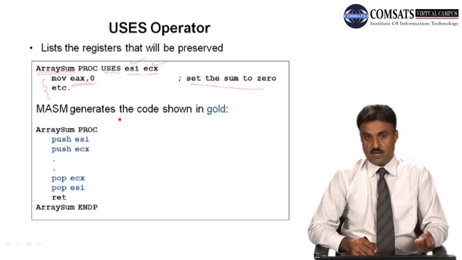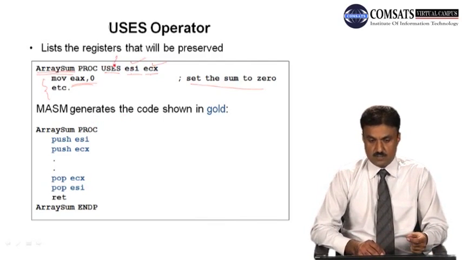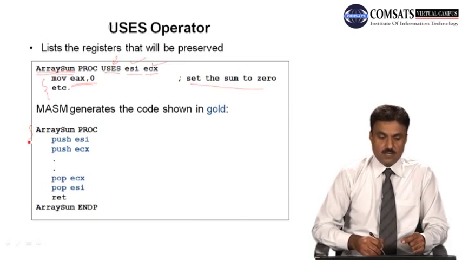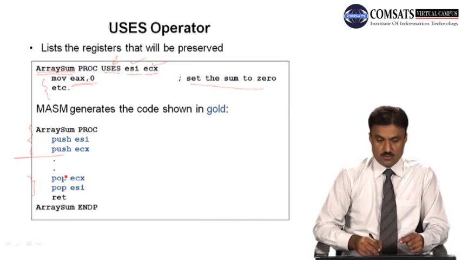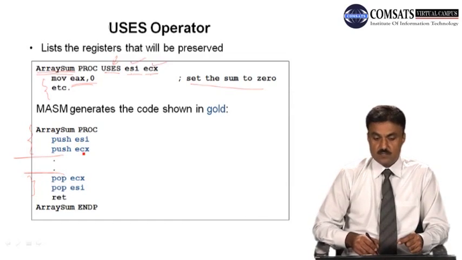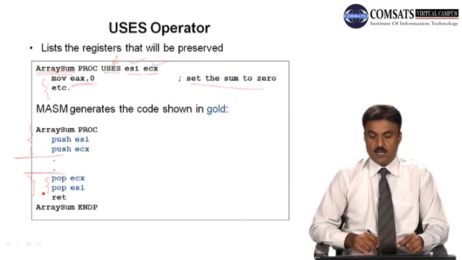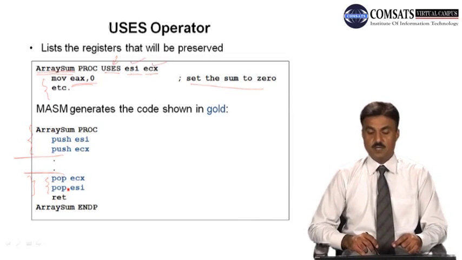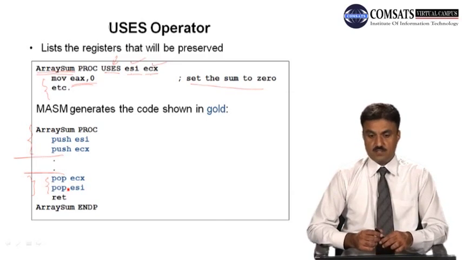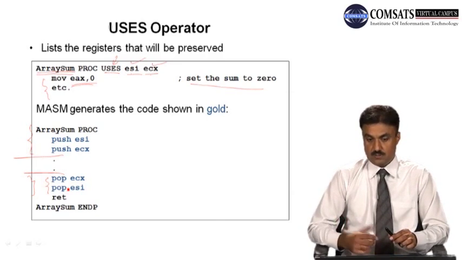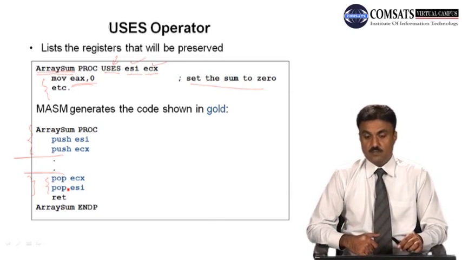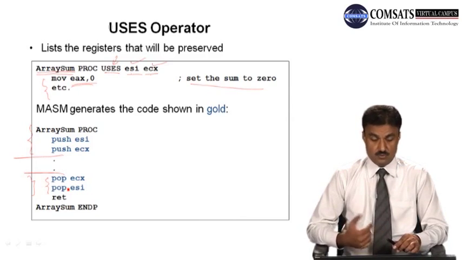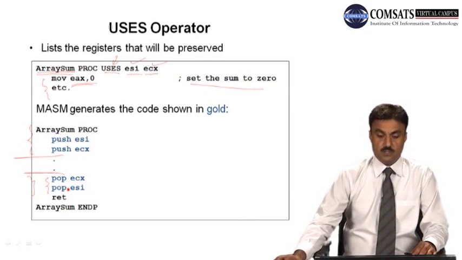So if we put the keyword USES, then MASM will generate the code like this one. Before executing any instruction, these two instructions will automatically be added: push ESI and push ECX, and before going to return, it will pop ECX and pop ESI. So this is the purpose of the USES operator, if you want to automatically preserve the values of the registers that you want to use inside the procedure.